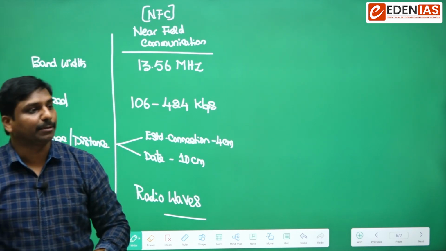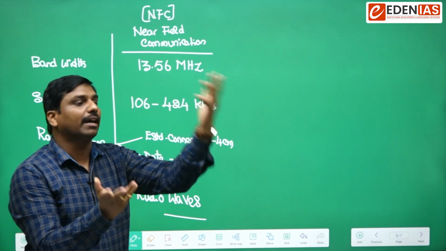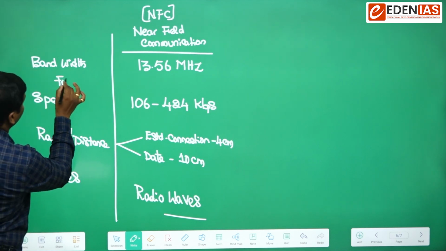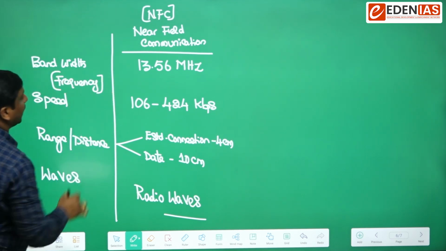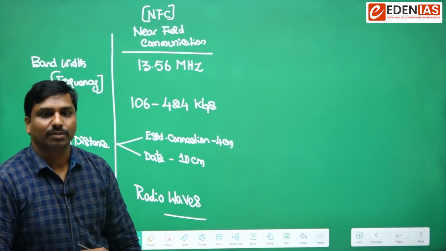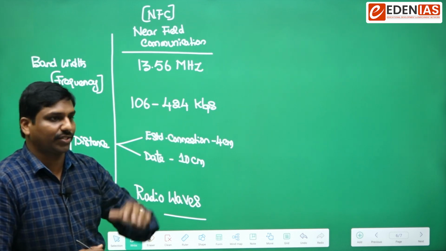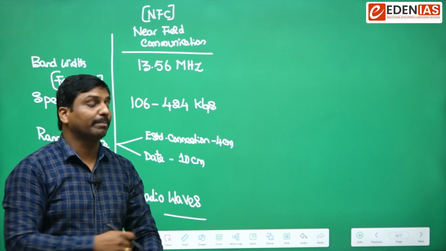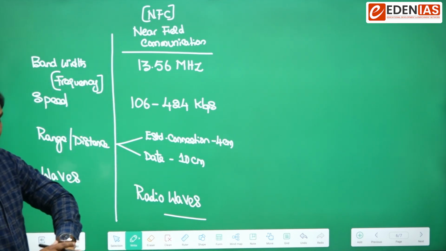Bandwidth means electromagnetic waves will have a specific frequency or wavelength. Here we denote bandwidth with the help of frequency, that is, in which range of frequency they operate. Electromagnetic waves are arranged in the form of bands, and that is nothing but bandwidth. That is with respect to near field communication. Can you remember that?